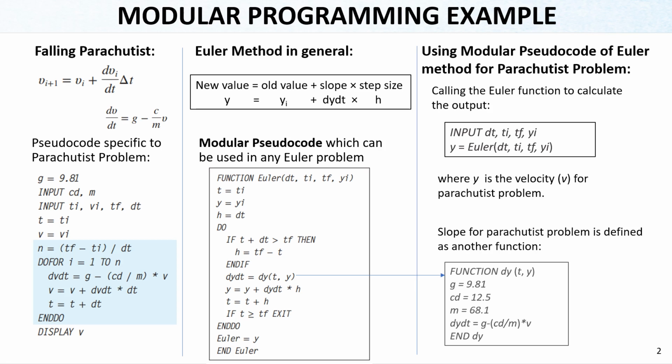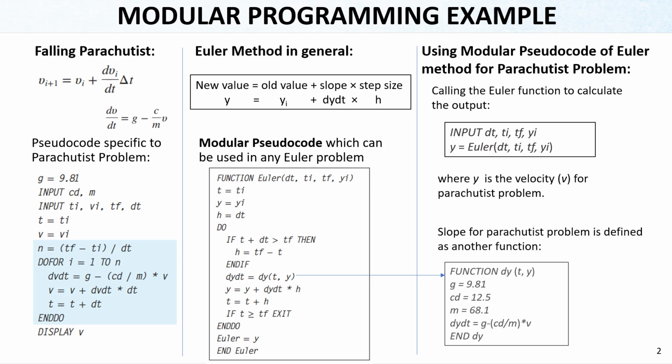So that's why we create a function Euler as a modular pseudocode. Here we define t, y, h, and start with do. Instead of the earlier specific version, we will have a generalized function over here. And y is the output, but if you remember, it was v before. So here we make it general and call it y. And if we want to use this for the falling parachutist, we will just define this as v, and that's it. And we will just call this function to solve the parachutist problem.